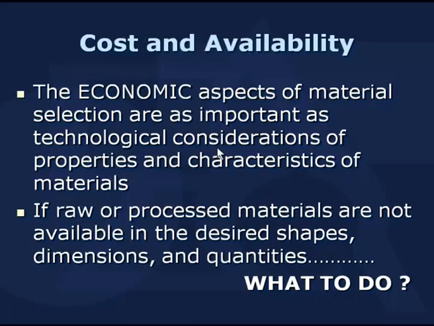So the cheapest material, if it is not available in the raw or the processed form, then what do we need to do? The second point I am highlighting now: if the raw or the processed materials are not available in the desired shapes, dimensions and quantities, what do we need to do? Out of 5, on the basis of technological considerations I have come to 2, on the basis of economic considerations I have come to 1, I have chosen the cheapest one out of the 2. Now if the desired shapes and quantities are not available, what is the approach that I am going to follow?